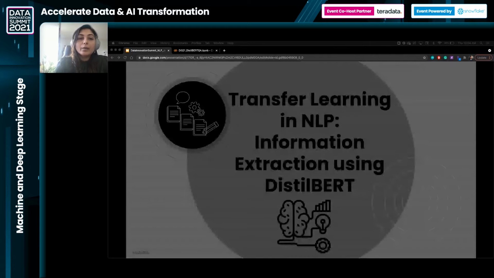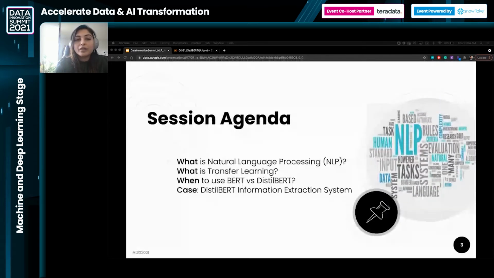Before that, a quick overview of what we're going to cover today. At a high level, we'll look at what NLP is, why we need transfer learning, and what some of the use cases are for transfer learning. Then we'll look into the differences between BERT and DistilBERT, and a quick code base on how we can use the transformers DistilBERT model to create a fine-tuned model in our context.